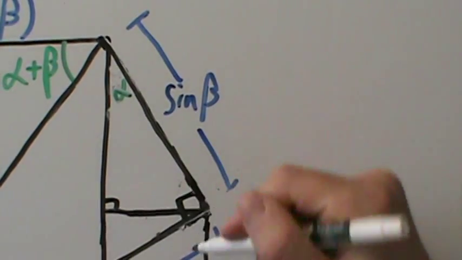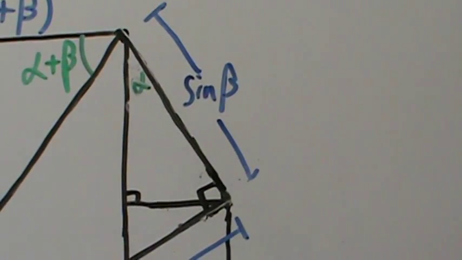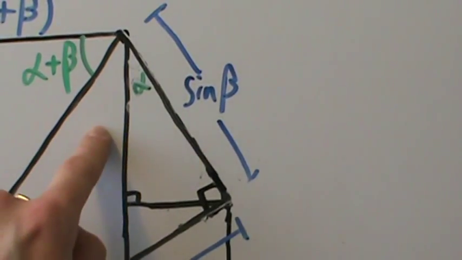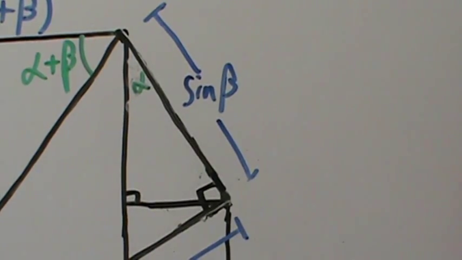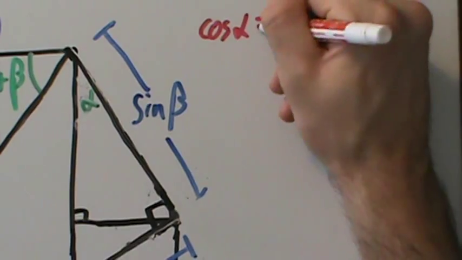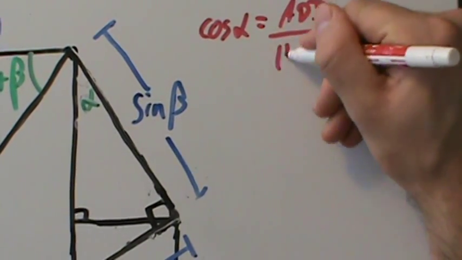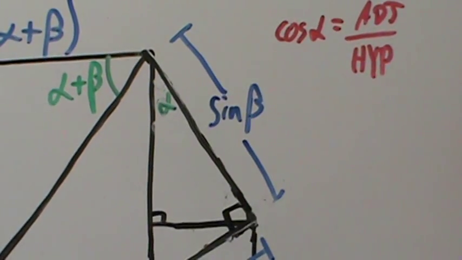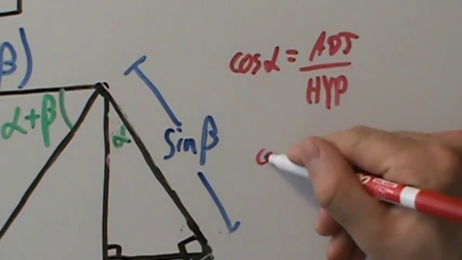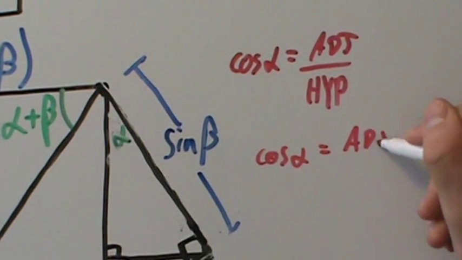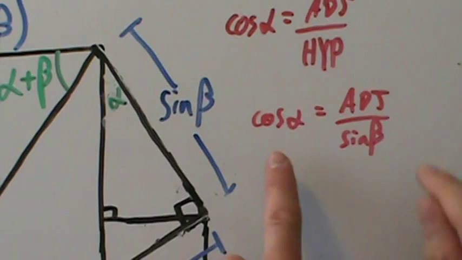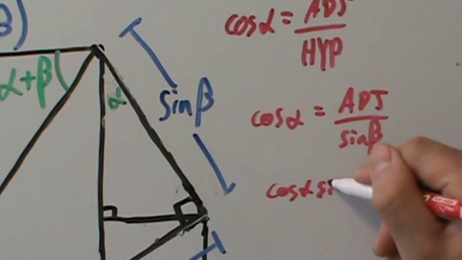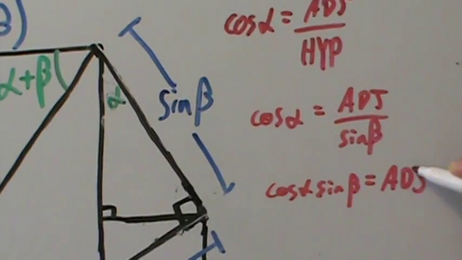All right, so we have that going on there. Now, cosine of alpha is adjacent divided by hypotenuse. Let's go ahead and write that down using a different color. Cosine of alpha is adjacent divided by hypotenuse. Here's the adjacent side, here's the hypotenuse. The hypotenuse we see is the sine of beta. So the cosine of alpha equals adjacent divided by the sine of beta. If we multiply both sides by the sine of beta, then we have cosine of alpha sine of beta equals the adjacent side. And that's actually what we're after.